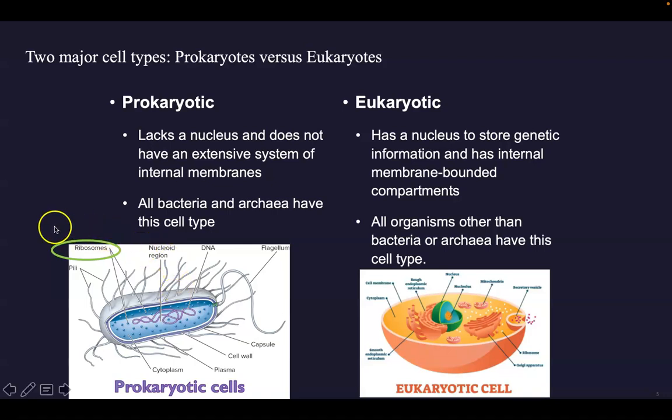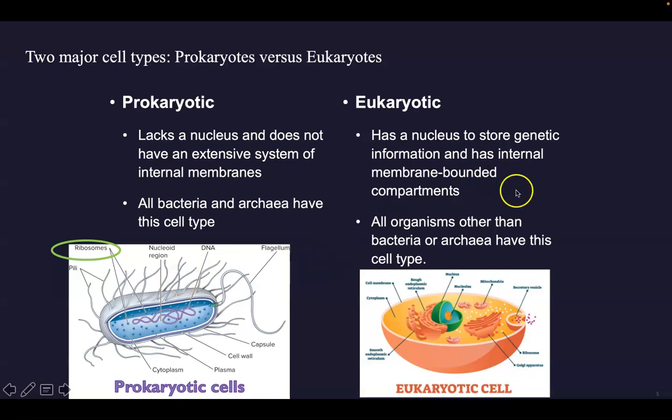All bacteria and archaea are prokaryotic cells. That makes it easy to remember which of these two cells are the simpler cells. Prokaryotic cells are simpler. All bacteria and archaea are this type of cell. Also, prokaryotic cells do still have ribosomes for protein synthesis. They have a flagella that can help them move, and they have pili, which are able to increase their surface area and enhance genetic information exchange.